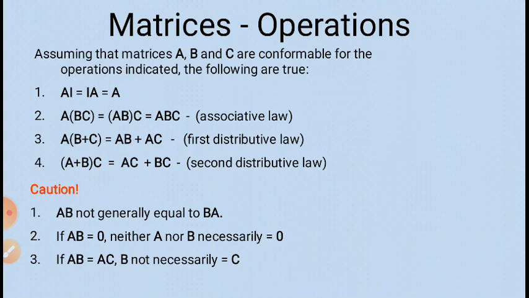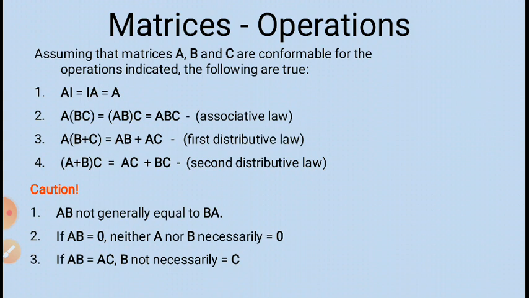And the third property is, when you add B matrix with the C matrix, then if you multiply it with A matrix, it should be equal to AB plus AC. It means A into (B plus C) is equal to AB plus AC. This law is called as first distributive law.